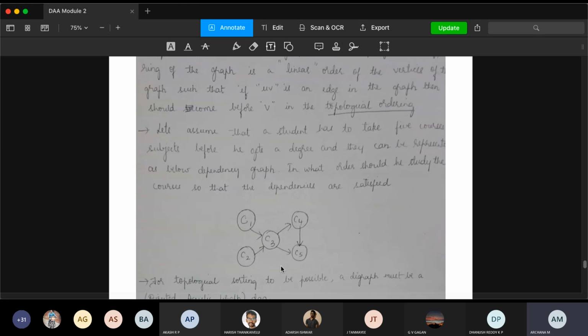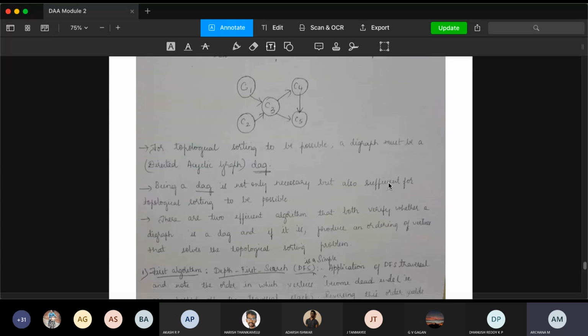Anyway, you can select the order, but it should be linear. That is, 1 should be selected before 2, then only 3, then only 4, then only 5. Like this, there should be a linear order from one selection to another selection. This is just a simple example. We will see how to do that.